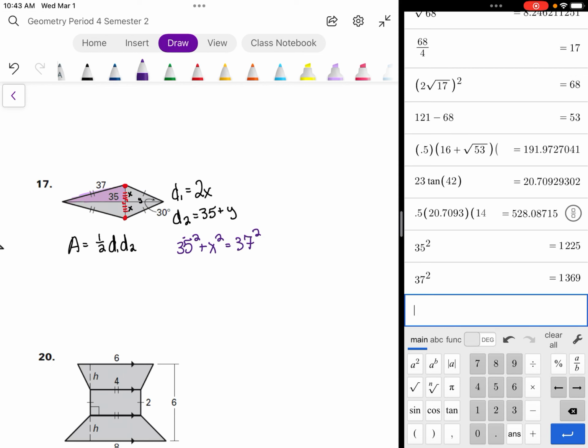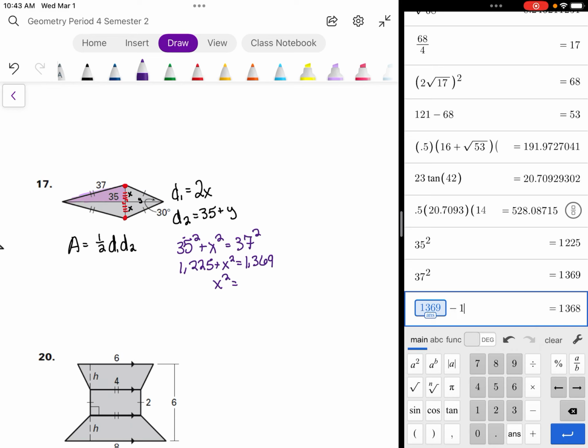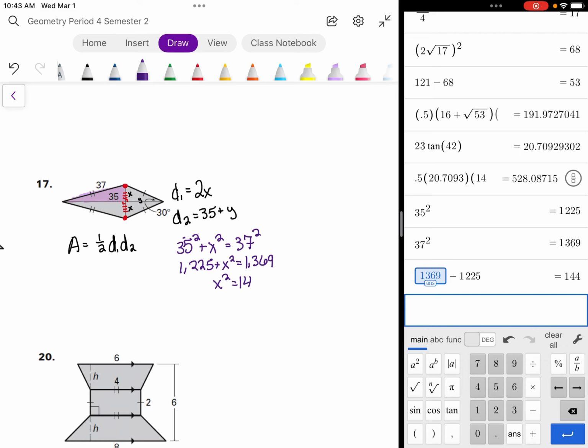So we're going to have 1,225 plus x squared equals 1,369. And we will subtract 1,225 on both sides to get 144, which means our x value is 12. So that means diagonal 1 is going to be 24.